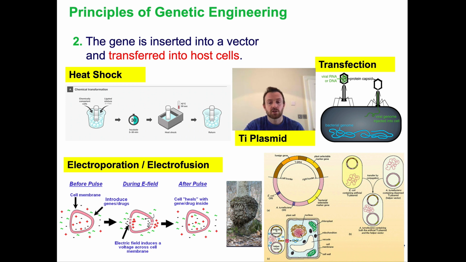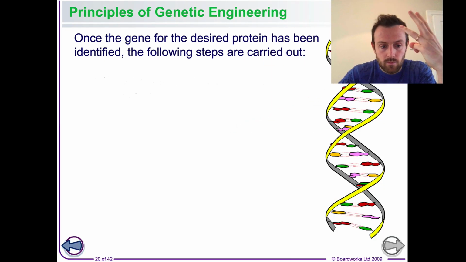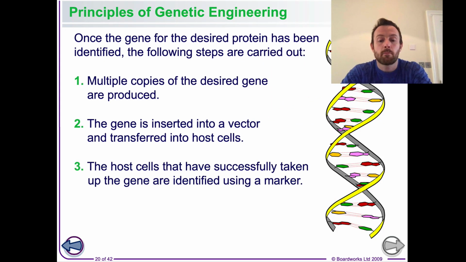Okay, so far we've covered identifying the genes, putting them in a vector, and transferring them into the host cells. But there's another thing which is quite tricky. Now we have to make sure that the cells that have taken up the gene are the ones that we grow. We do this using a marker.